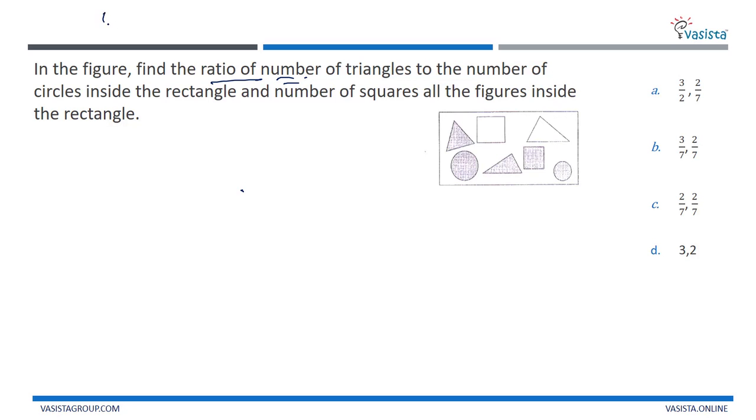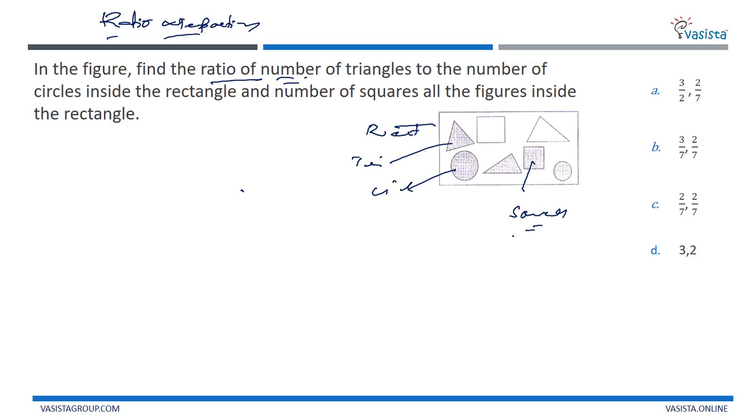This is a simple problem based on ratio and proportion. Right, ratio and proportion. Let us check it out. This is a rectangle, correct? And this is a circle, and this is a triangle, and this is a square, correct? Now we are supposed to count and place it. That's it. Now see here.